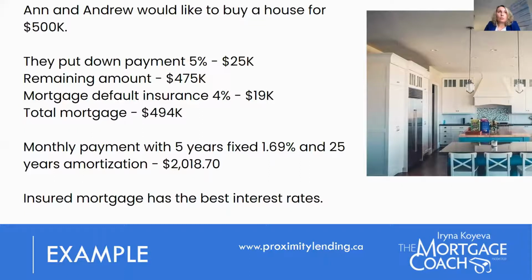And if you put more than 20%, if there is no mortgage default insurance required, your amortization can be higher, can be 30. Some lenders offer 35 years. And what it helps you to do, it brings your monthly payment down. In total, you will pay a little bit more in interest because you have more years to pay out your mortgage, but your monthly payment will be less.